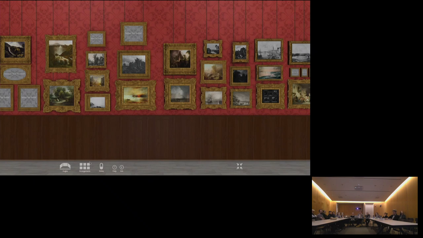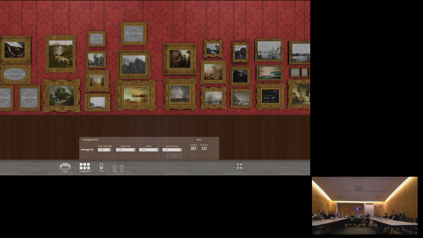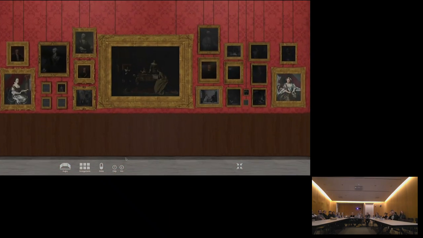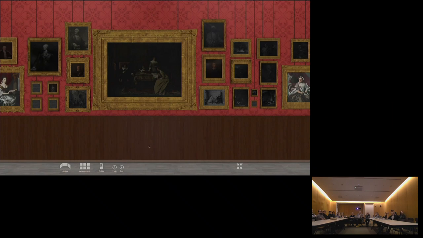The arrangements section is a little bit more robust. It's where you can search by a few different criteria, but I'll just give you an example. I think Copley, for example, I'll sort in essence by Copley. Sorry.